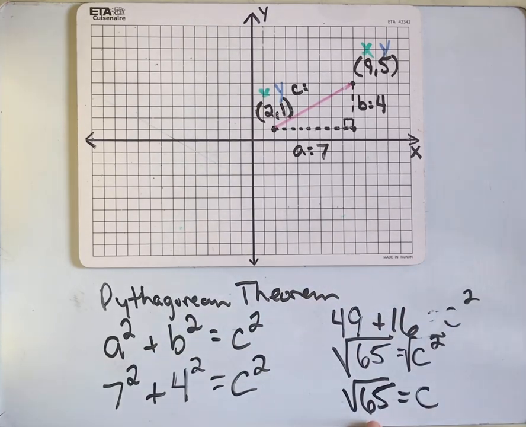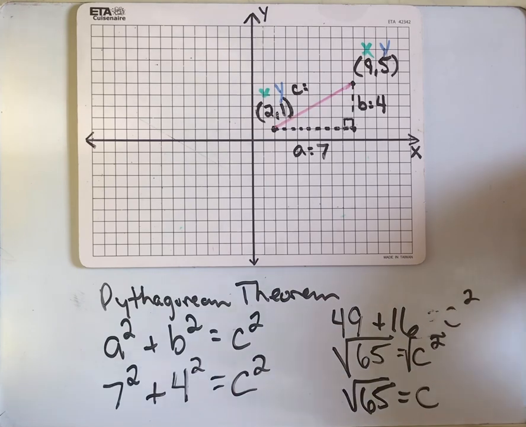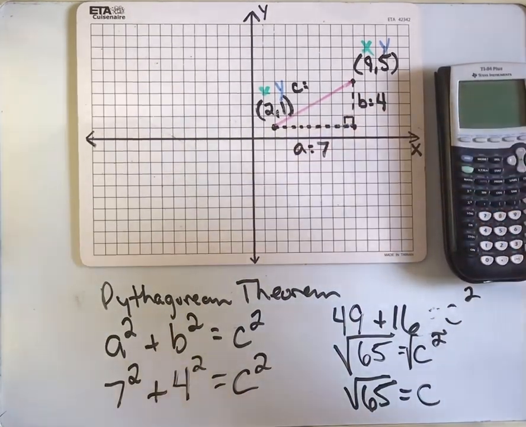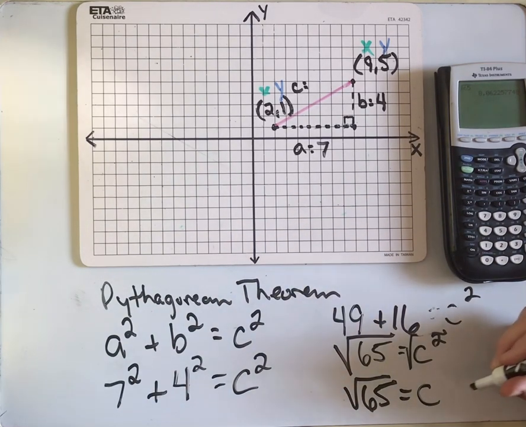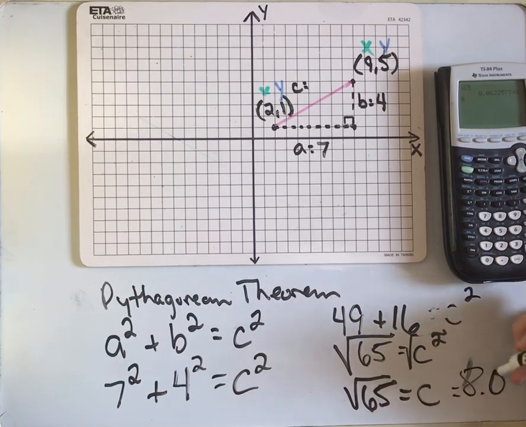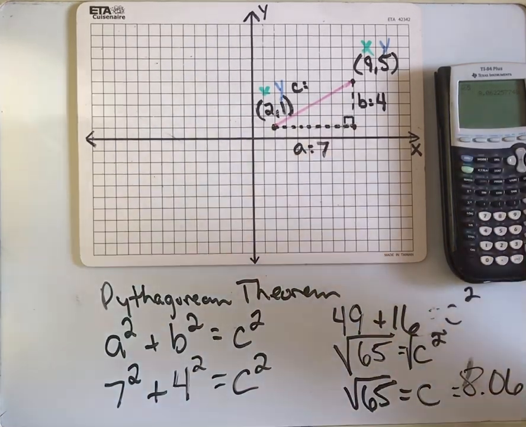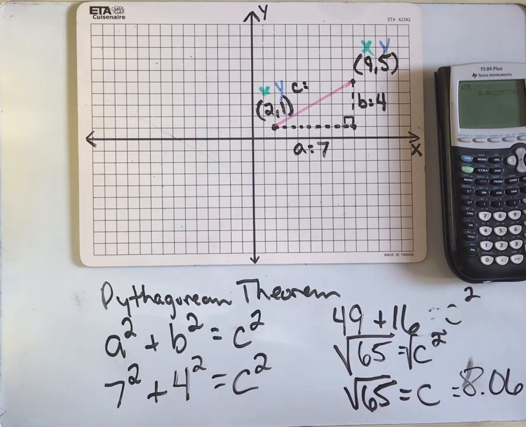We could try to simplify this. 65 is 13 times 5, so they're 2 primes. So it would just be root 65. But if we want to actually get a number for this, we would punch this into our calculator. Second function, square root, 65. I don't know if you can see that. You probably can't. I'll put it on here so you can see it. Second function, square root, 65, enter, equals 8.06 something, something, something. It depends on what we want. We'll just say it's 8.06.